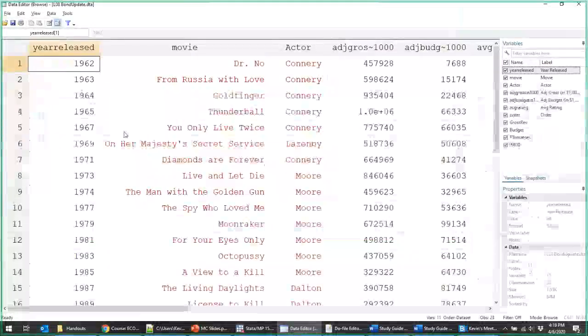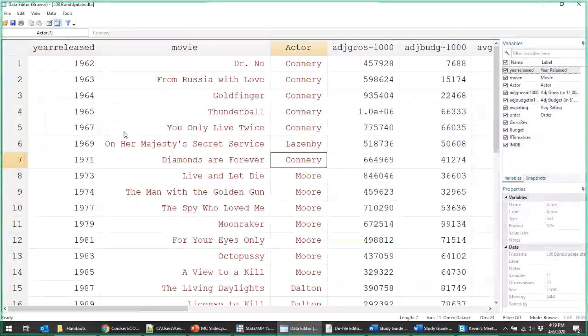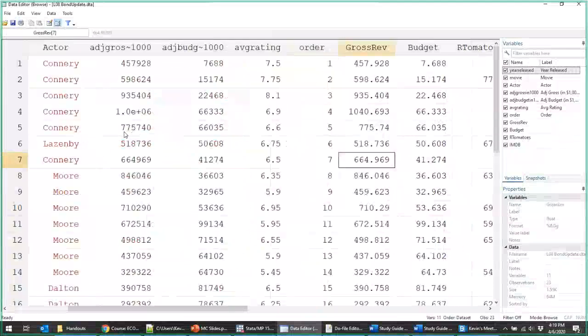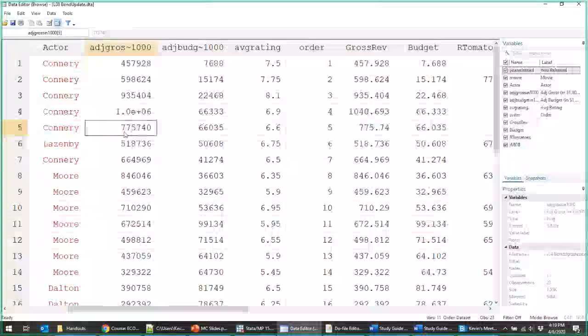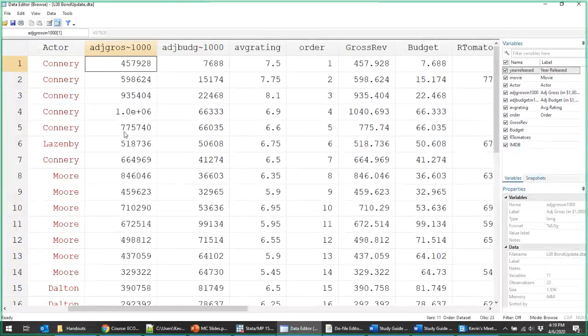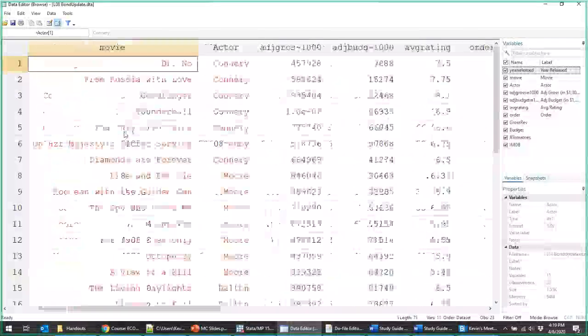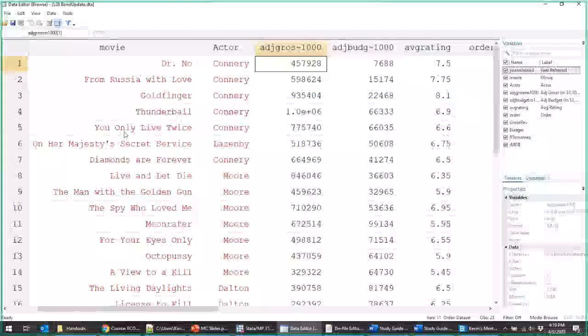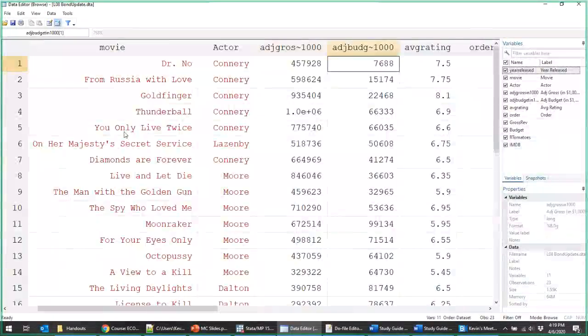So we have the year the movie was released, the name of the movie, the actor who played James Bond. Our main outcome variable is going to be the adjusted gross revenue of the movie. This is measured in thousands of dollars. So the first movie, and all of these I believe have been adjusted for inflation, that's what the adjusted stands for. So 457,928, add 3 zeros after that. That implies that Dr. No, the first James Bond film, made $457 million in today's currency, or in 2012 dollars, I think.